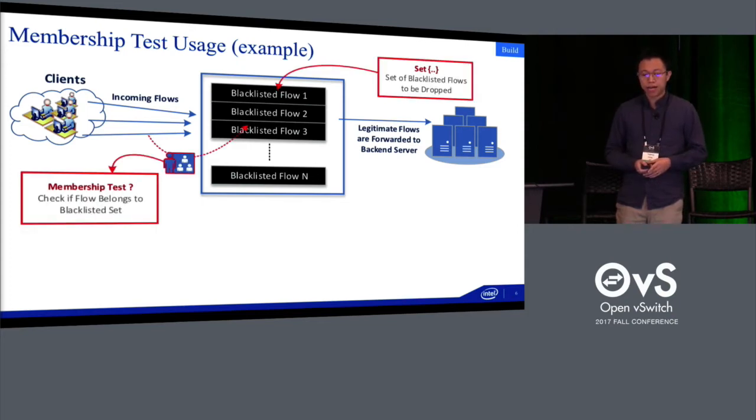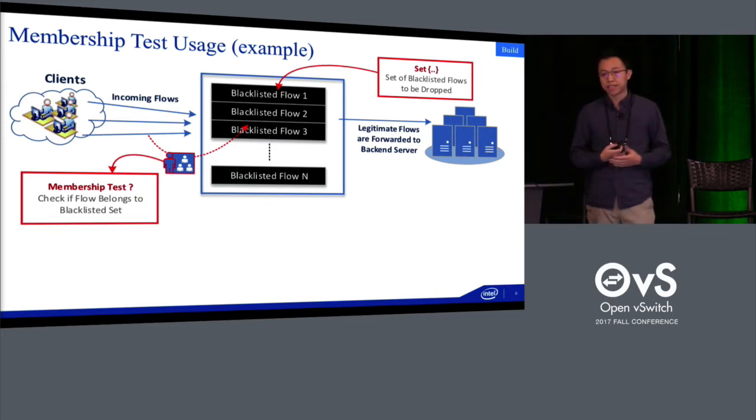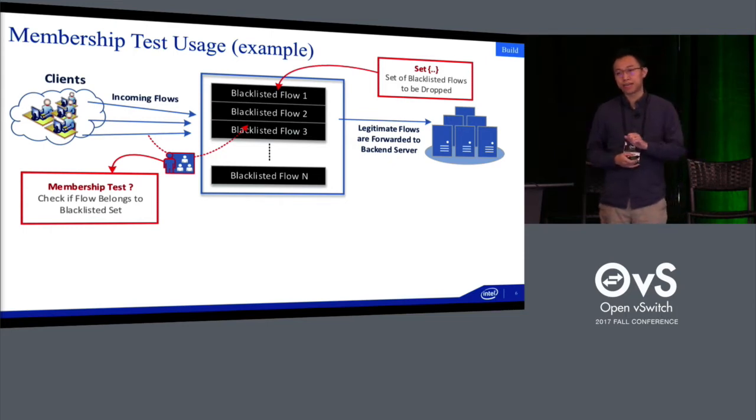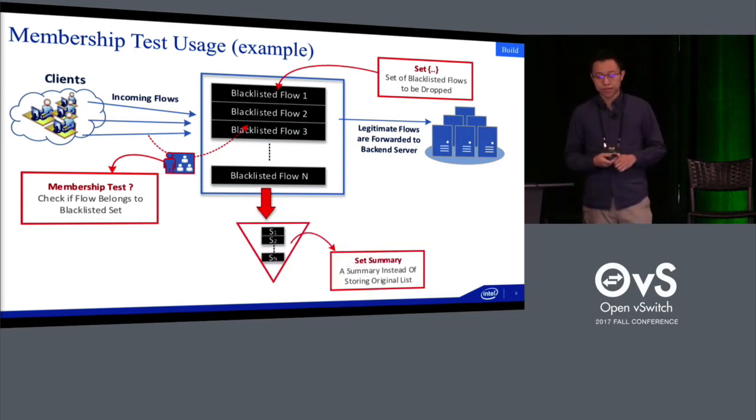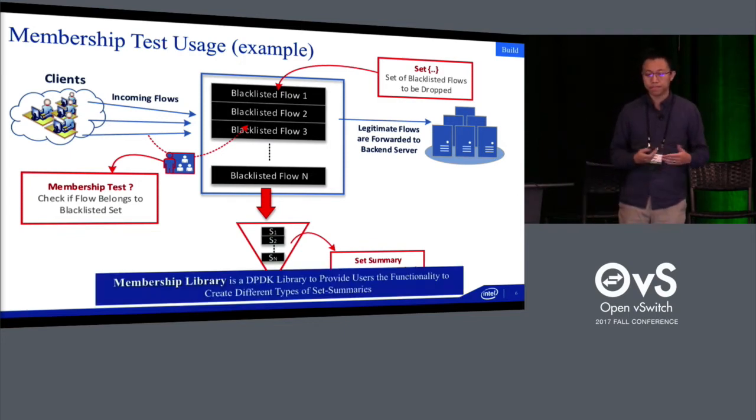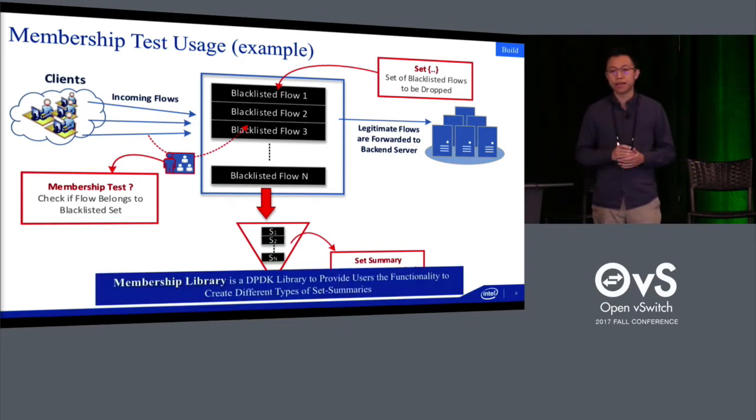By using this membership structure, you can have much faster lookup speed, which means you can immediately know if this key belongs to this set or not. I will cover more details in the subsequent slides. But this is just a new library. It will come with DPDK 17.11, and please try it out.